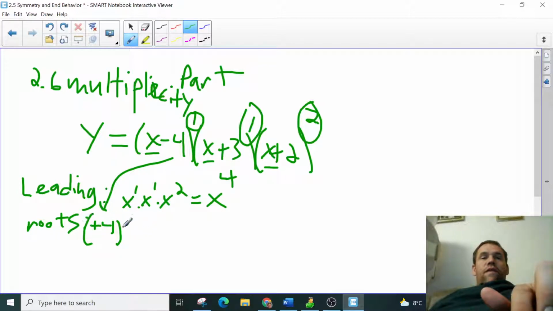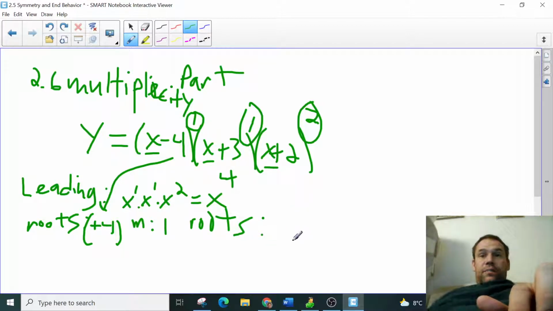Okay, so we have a root at 4. Root at not negative 4, but a positive 4. And then the multiplicity of just 1. And that's going to ask for the next one. So the next root will be negative 3, right? As our root, negative 3.